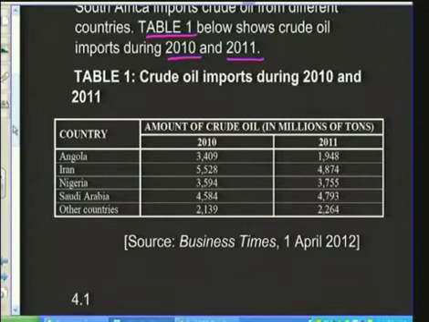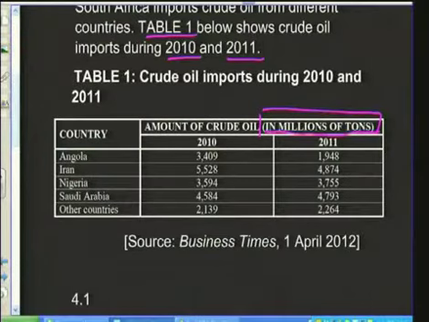The amount of crude oil, and this is important, is in millions of tons. So whenever you have a table, they tend to leave out all the zeros. They'll make the table a little bit easier to read. But don't forget that if we look at Angola, that 3,409, that's million tons. So it's important that we use that in our answers, or don't forget about it in our answers.